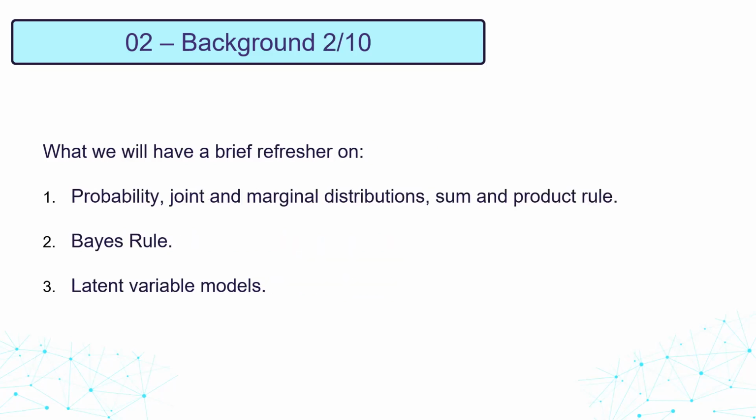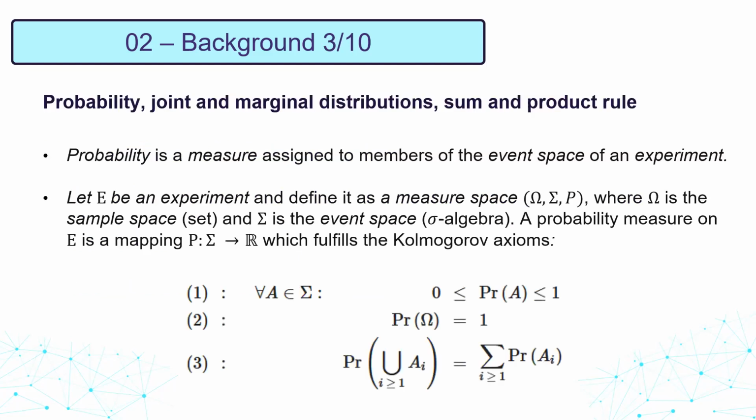This is what we'll be looking at today. So as background, we're going to talk about probability, joint and marginal distributions, sum and product rule of probability. From the product rule, we're going to derive Bayes' rule. And then we're going to talk about latent variable models, which are the actual model types we use when deriving variational autoencoders and diffusion models. So let's just get started.